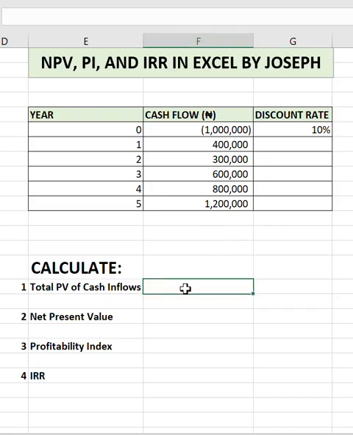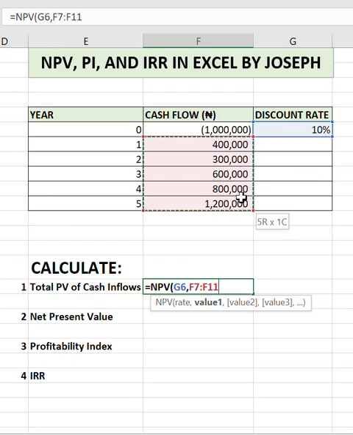So this is the formula we are going to use. Equals NPV. Since we are discounting it, we are going to use this discount rate for it, comma, then the future money. Remember, we are converting the future money to today's value. So we start from year one, from this 400,000 to 1.2 million naira. You highlight and select them, then close your bracket and press enter.